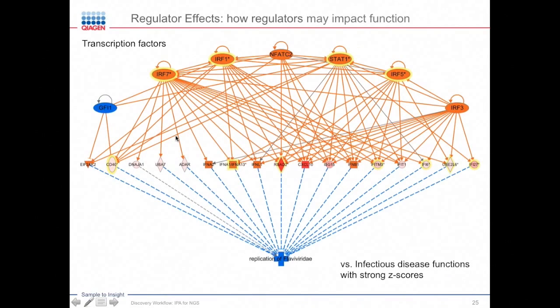So here's a case where we've just filtered the results for transcription factors. So upstream regulators must be transcription factors in this network, and the functions must be infectious disease functions. And so you get a network like this where there's multiple transcription factors that work together, and you can see there are even connections between them. IRF7 has an effect on IRF1, working through these data set molecules to inhibit replication of the virus. So this is a hypothesis for how these transcription factors do their job.